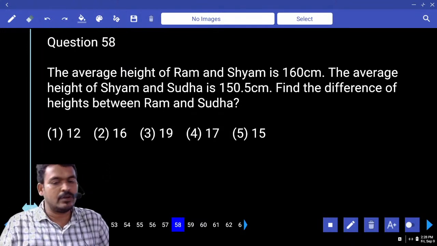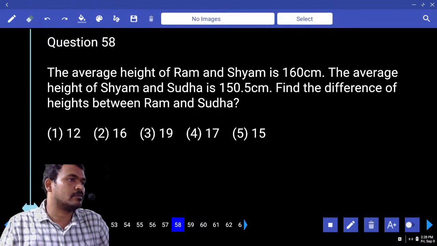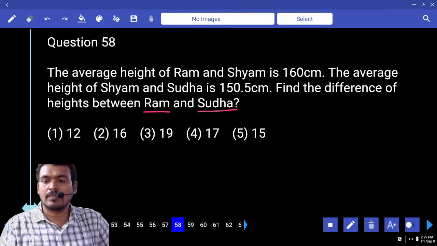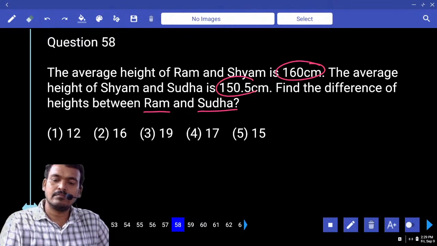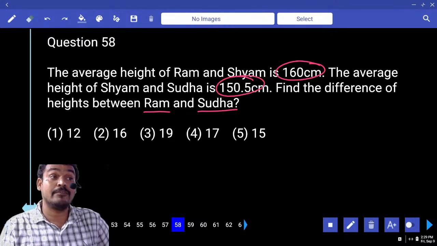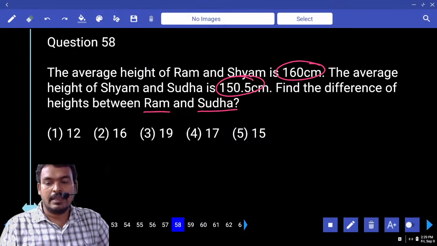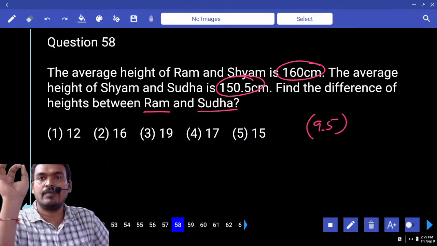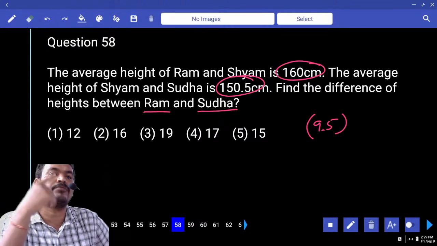Okay. First one, how many persons? 2 persons. Second one also 2 persons or not. The difference will be one difference we required. Ram and Sudha or not. What is the average difference? Average difference. 9.5 or not? 9.5 is the average difference or sum difference?